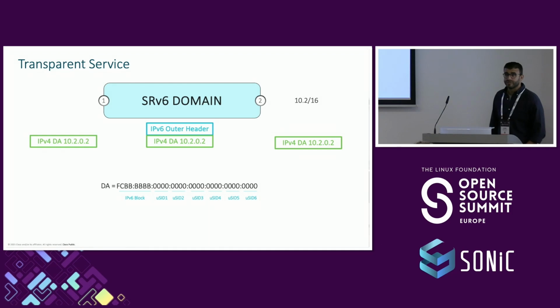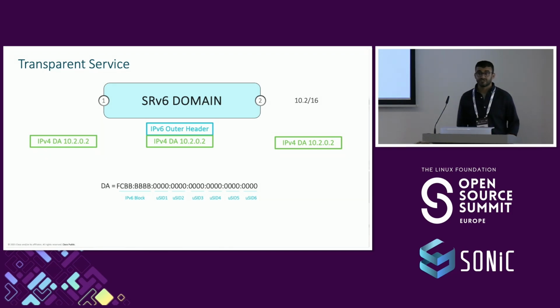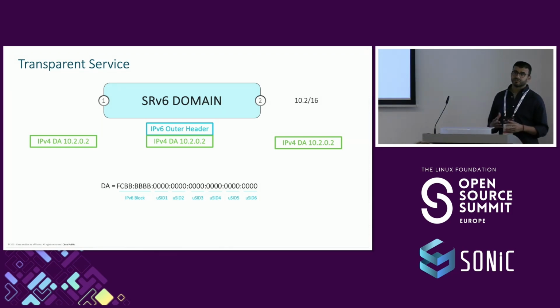The first 32 bits is called the SRv6 block. It's an IPv6 block. It can be from your public space. It can be from the private space. The IETF has already allocated a specific block for SRv6. And in the remaining bits of the IPv6 destination address, we can encode up to 6 SRv6 microSID instructions.